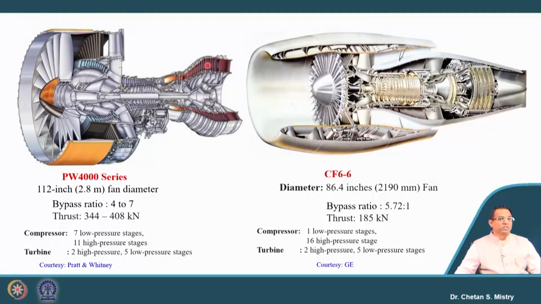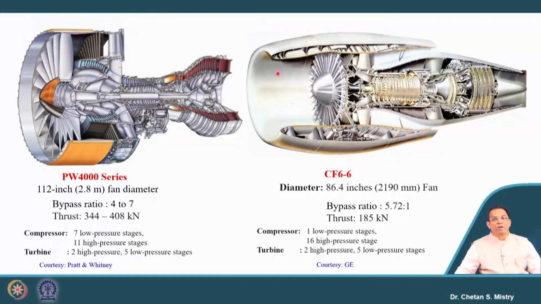So, this is representing the Pratt and Whitney engine, and it is capable of generating thrust in the range of 344 to 408 kilonewton. So, you can imagine this is a huge engine, and it is used for big size aircraft. Okay. It has a bypass ratio in the range of 4 to 7.